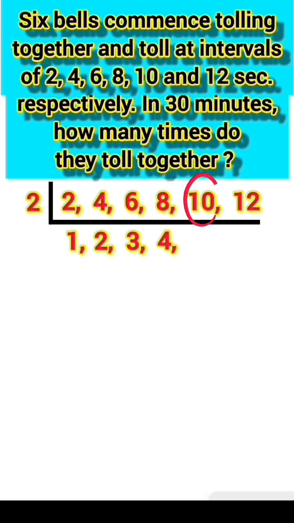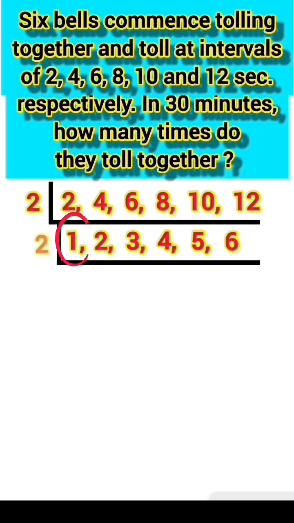The other number 10. 10 in 2 table, that is 2 fives are 10. The other number 12. 12 in 2 table, that is 2 sixes are 12. Now here we have 1. 1 not in 2 table, we write down as it is.